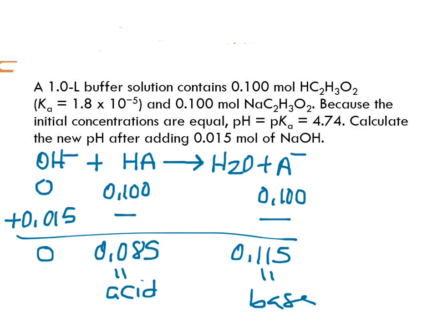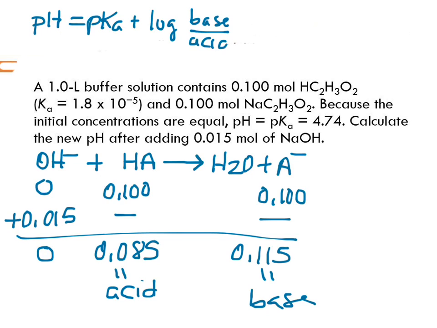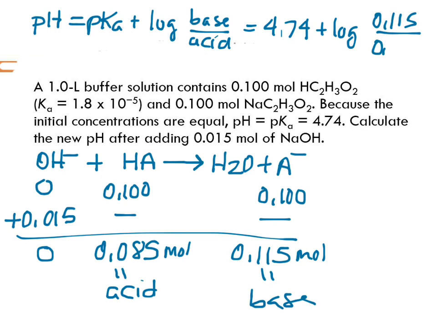So then, if we're going to do the Henderson-Hasselbalch version, pH is going to equal pKa plus log of the base over the acid. Now, these are in moles. We can leave them in moles, though, because their volumes are the same, and the volumes would cancel out in the equation. It's 1 liter anyway. So the pKa is 4.74 plus the log of the base, 0.115, over the acid, 0.085.